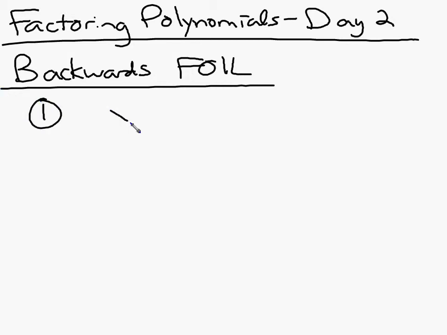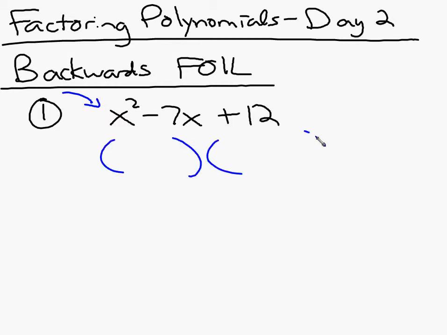If I'm asked to factor x squared minus 7x plus 12, this is where the leading coefficient is 1, when the number in front of x is a 1. I think it's easier to do backwards FOIL. Let's think of this. What do I multiply to get x squared? Isn't it x and x? What do I multiply to get 12 that adds up to be 7? 3 and 4.